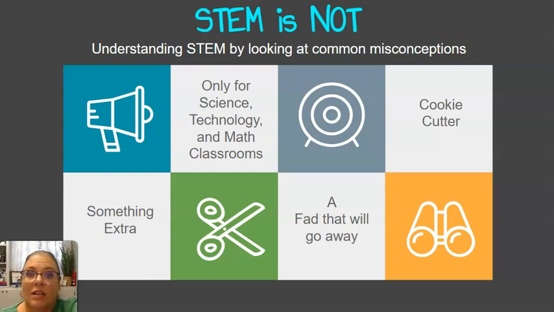It is not only for science, technology, and math classes. There's also not a cookie cutter. So your classroom might integrate STEM one way, whereas another one may do something completely different. If it was cookie cutter and we could set it up that way, we would probably be millionaires. And it's definitely not a fad that is going to go away.